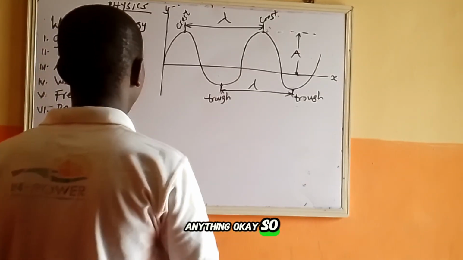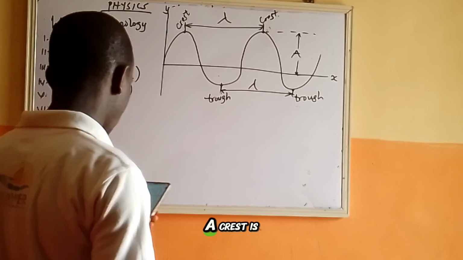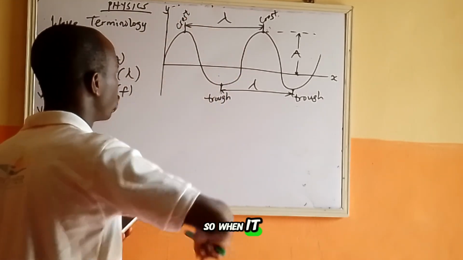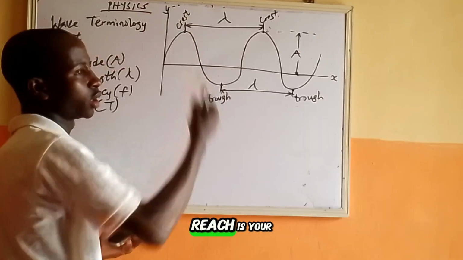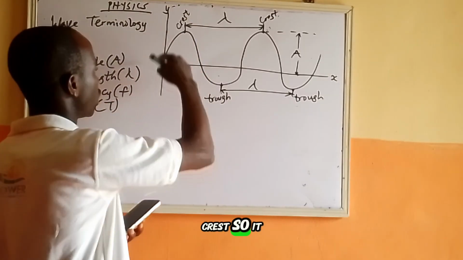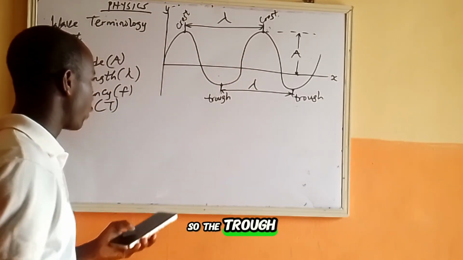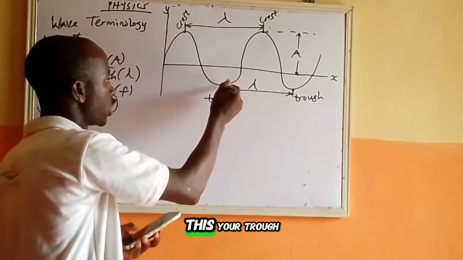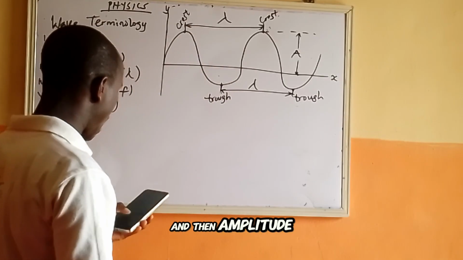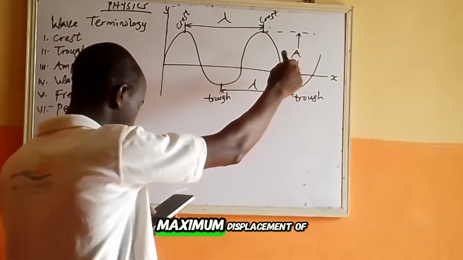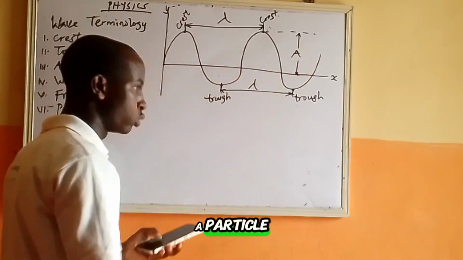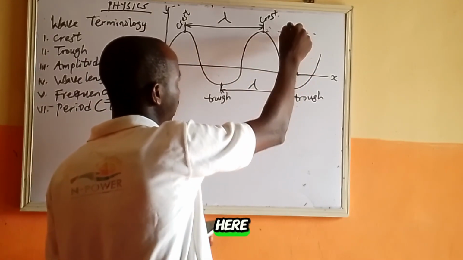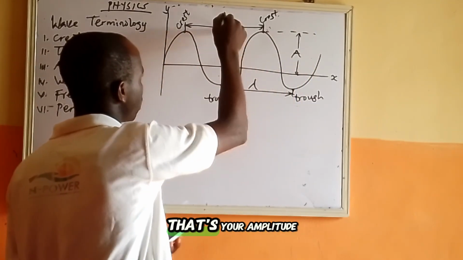A crest is the highest point reached by a wave. When it goes up, the highest point it reaches is your crest. Then it comes down, and the trough is the lowest point reached by the wave. This is your crest, this is your trough. Amplitude is the maximum displacement of a particle of the medium. From here to here, that's your amplitude.